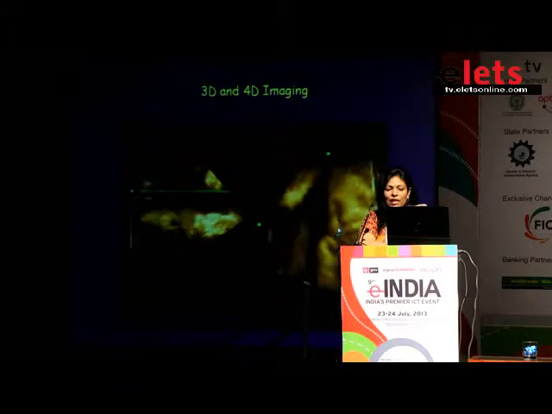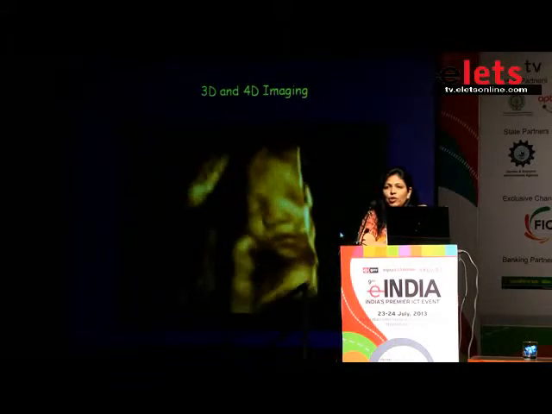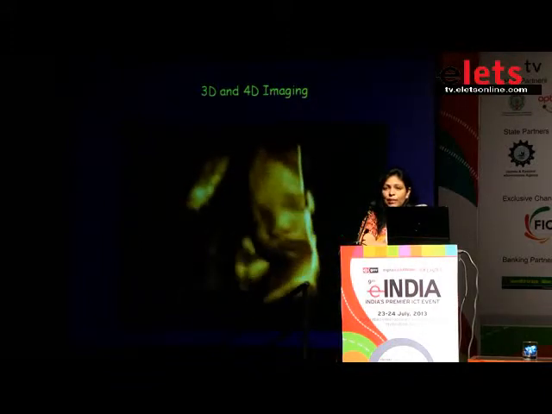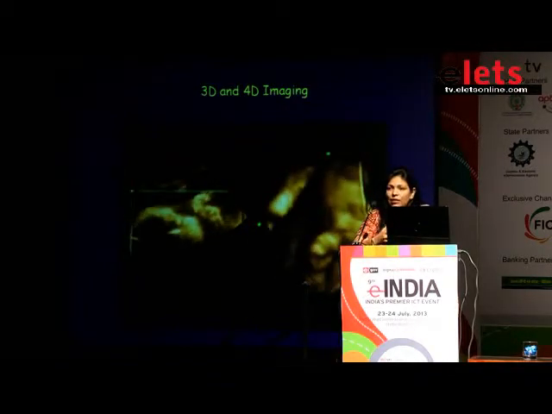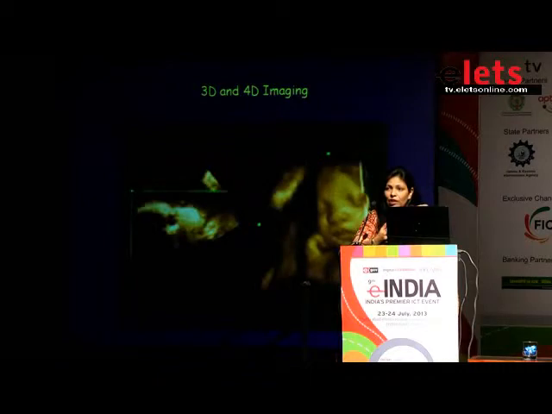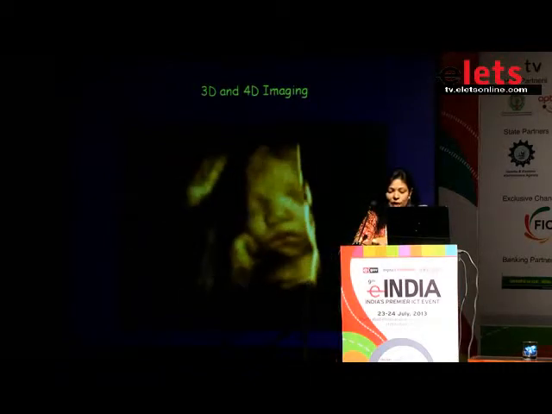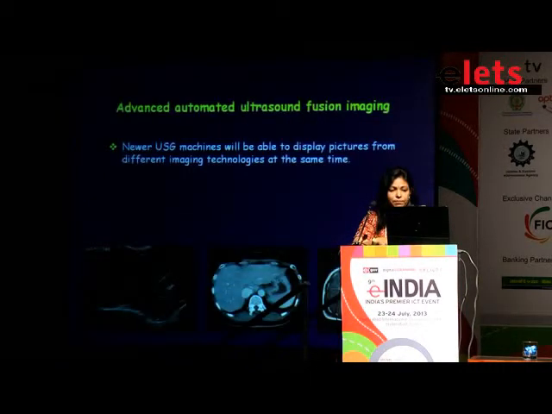Suppose a child has a small cleft lip. I probably would not have been able to see it on the 2D, but I would easily pick it up on this photographic kind of image. That's how 4D, other than being an entertainment ultrasound, as they call it, is also useful for diagnosis. It saves a lot of time.